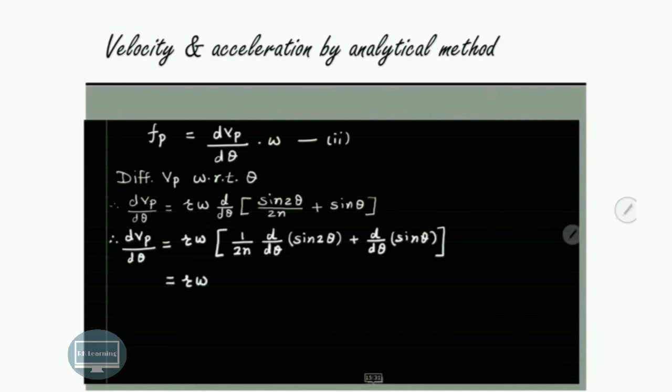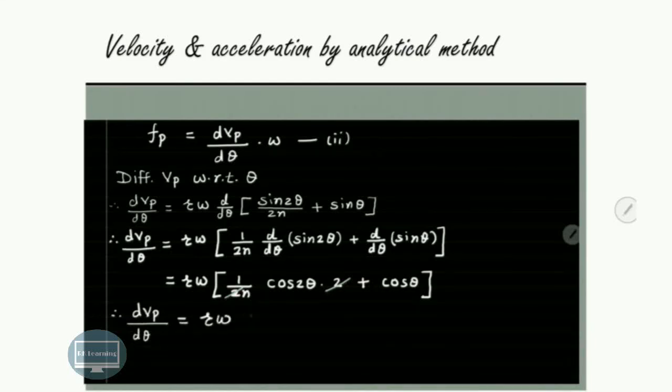This will be equal to R omega as it is. This 1 upon 2n also as it is. And we know that derivative of sine 2 theta will be cos 2 theta into 2. Now cancel out these two, and derivative of sine theta is cos theta. So we can cancel out these two from the numerator as well as from the denominator. So we are left with dVp by d theta is equal to R omega as it is. Then this is cos 2 theta upon n plus cos theta.